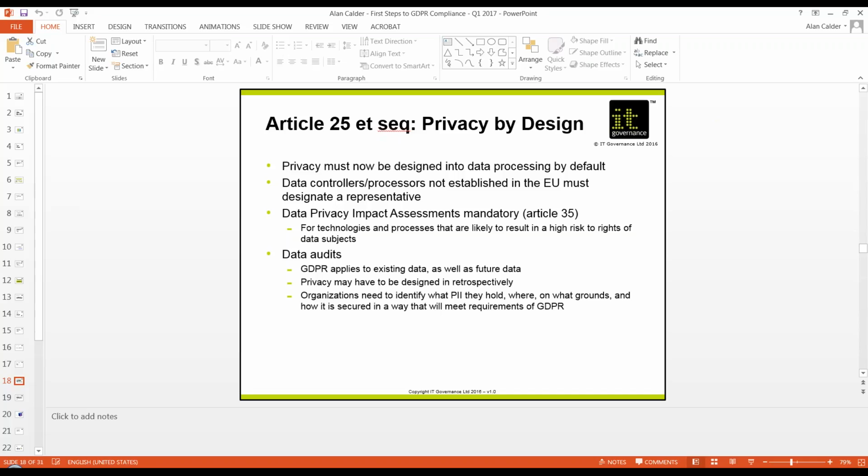Article 25 and thereafter deal with the idea of privacy by design. As I said, privacy has to be built into data processing, and that means in many organizations data protection impact assessments driven off of a data audit and data inventory. What information have we got? How are we holding it? And when you're doing the data audit, the questions you should be asking yourself is, what permission do we have for this data? Are we holding the data in accordance with the permission we got? If not, should we be holding it?